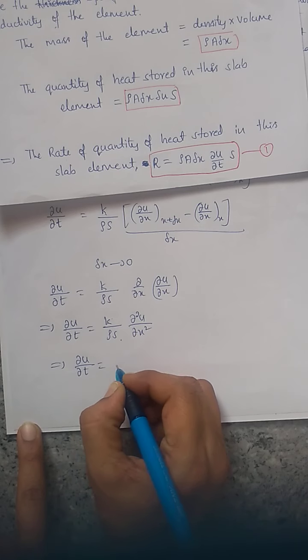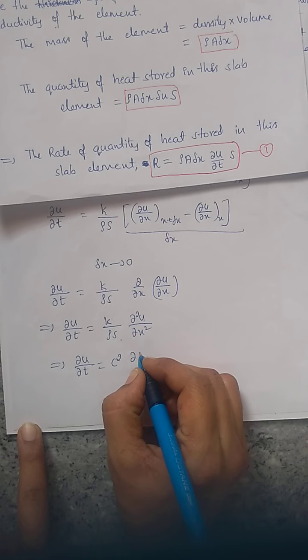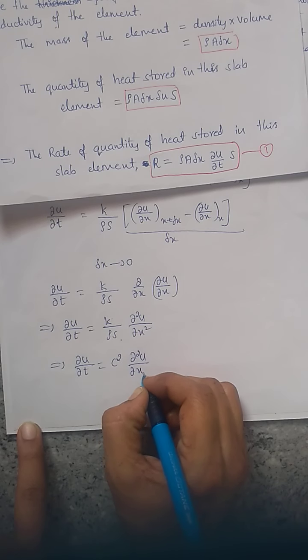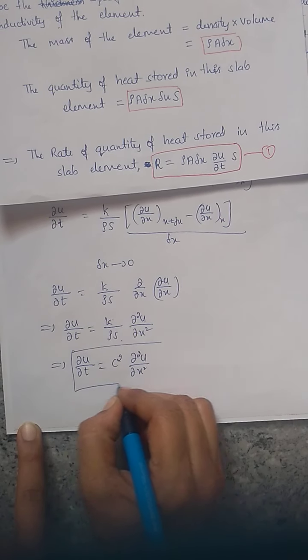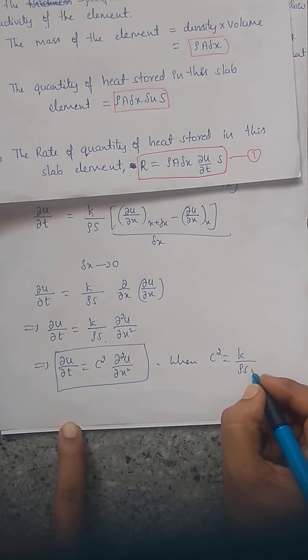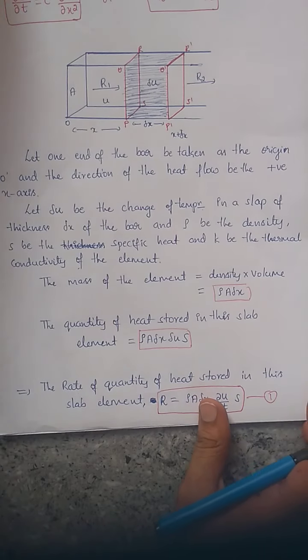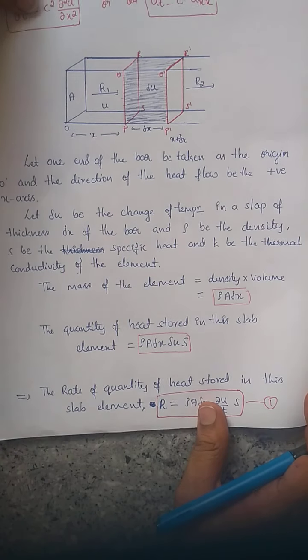So we get the required heat equation: dou U by dou T is equal to C square dou square U by dou X square. This is nothing but the one dimensional heat equation, where C square is nothing but K by rho S. This is the derivation of the one dimensional heat equation. This is very important and the easiest derivation.